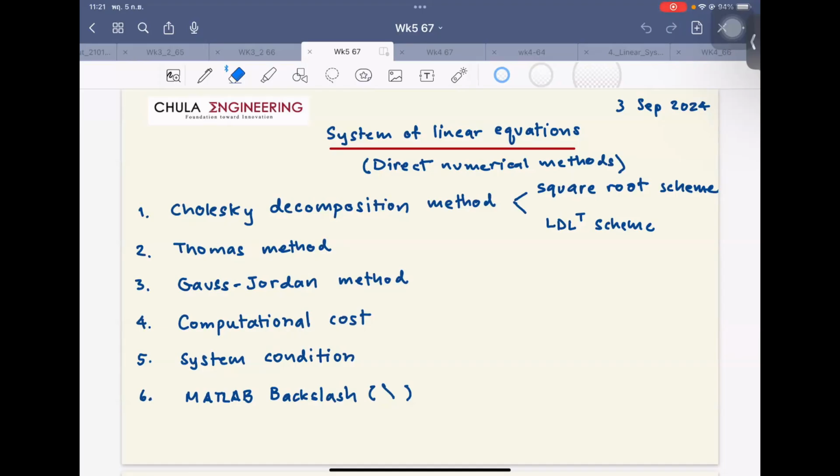of floating point operations, system condition, how round-off error influences your solution, how it magnifies the error in the input to the solution, the error in your solution because of round-off error. And at the end, I'm going to talk about the MATLAB backslash operator, which actually employs what we learned. I'm going to cover that. Not sure if I can complete them all today. Let's see how it goes.